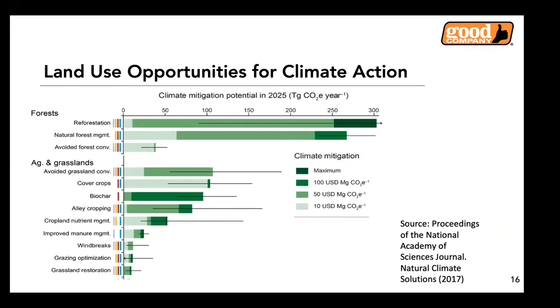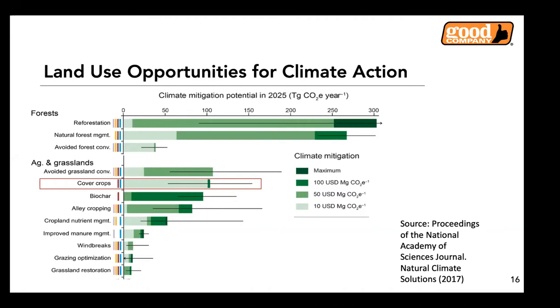This is a graphic, and I know it's a lot to take in. It's a graphic from the National Academies of Sciences, and it shows different land use opportunities for climate action around the globe. You can see over on the left different types of actions that could be taken for forests and ag. The bars themselves represent the total sequestration potential around the globe. And then the different colors on these bars represent price points.